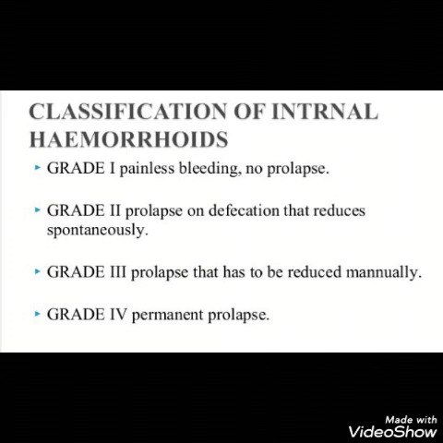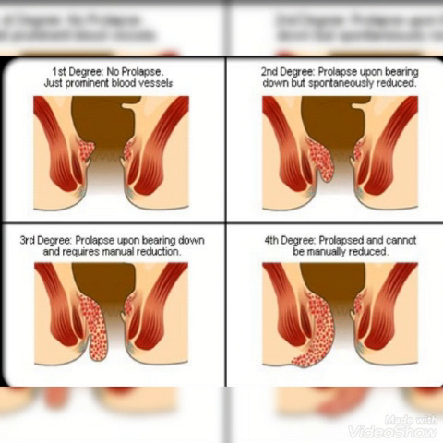Internal hemorrhoids are further classified into four grades. Grade first, where painless bleeding occurs with no prolapse. In grade second, there is prolapse on defecation that reduces spontaneously. In grade third, prolapse has to be reduced manually. In grade fourth, there is permanent prolapse. Diagrammatically, all the four grades have been shown in this picture.